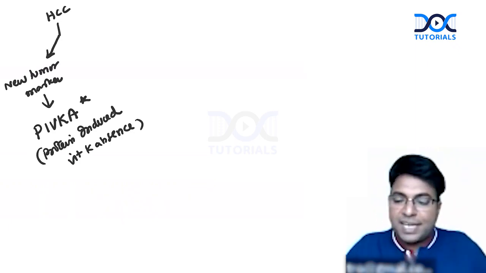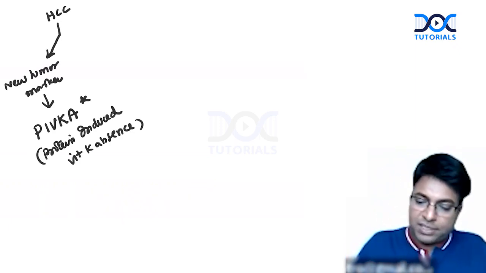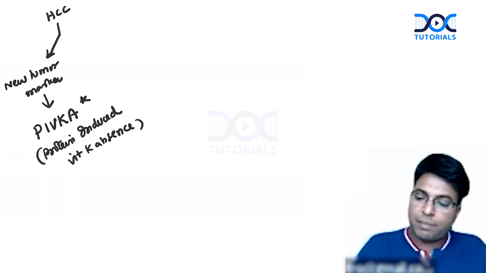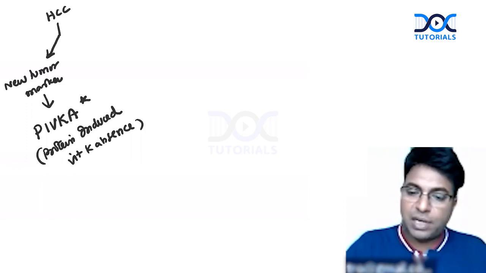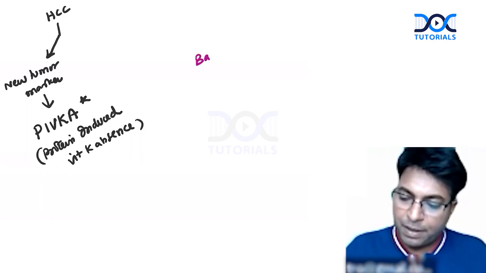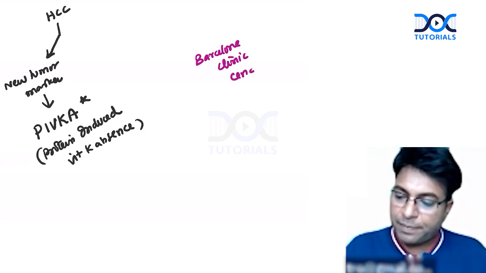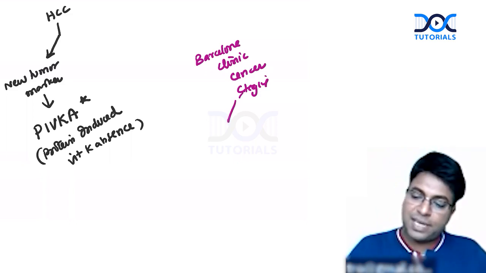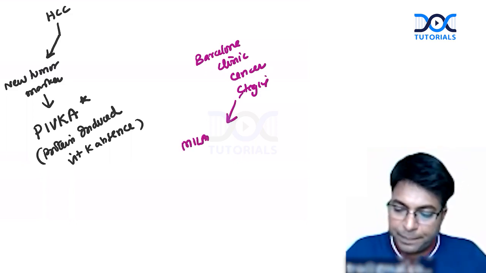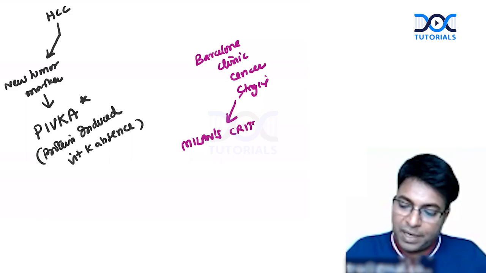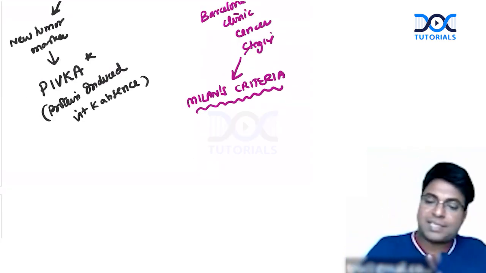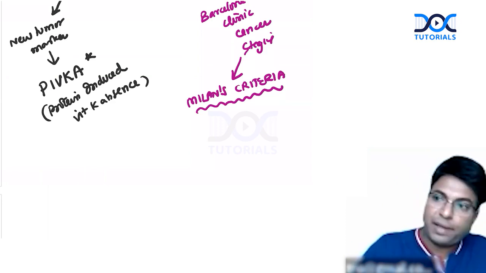And based on what staging are we managing HCC nowadays? Under what staging are we managing HCC? Can you tell me? Barcelona Clinic Liver Cancer staging, BCLC. Barcelona Clinic staging we are using for liver cancer nowadays. As per this staging, what is Milan's criteria? And what is the management known as Milan's criteria? As per Barcelona Clinic staging, what is the Milan's criteria management? Yes, it's a neat PG question only.